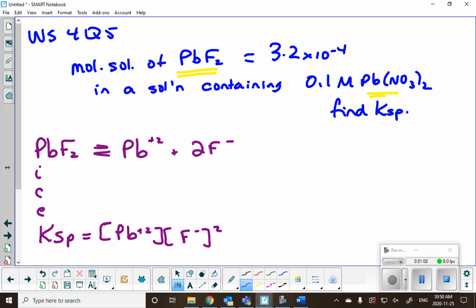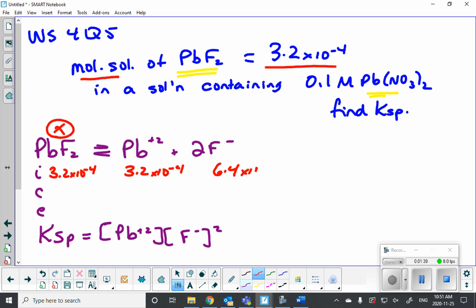We have some more information here. We know the molar solubility of the lead fluoride, so what we know is the value of X. Molar solubility is X. It tells you how much of this dissolves. And they gave me X as being 3.2 times 10 to the minus 4. So if 3.2 times 10 to the minus 4 moles per liter of lead fluoride breaks apart, I'm going to have 3.2 times 10 to the minus 4 moles of lead, and twice as much, 6.4 times 10 to the minus 4 moles per liter of fluoride ion.